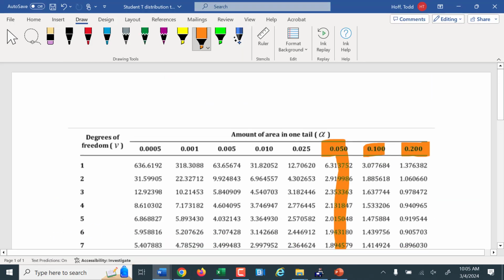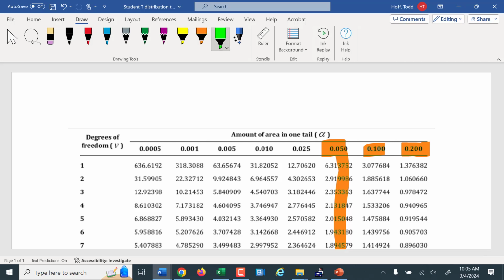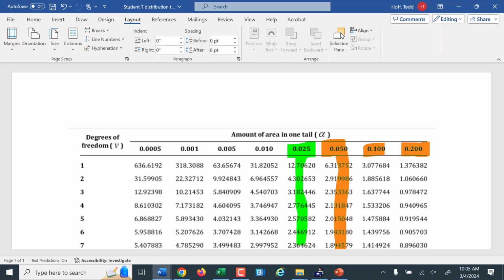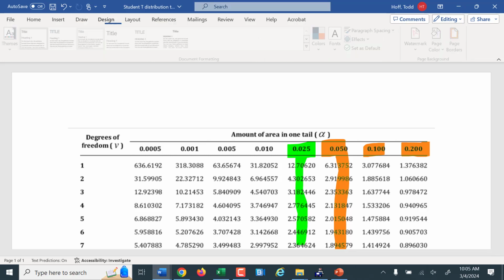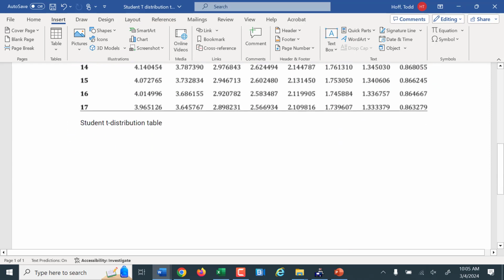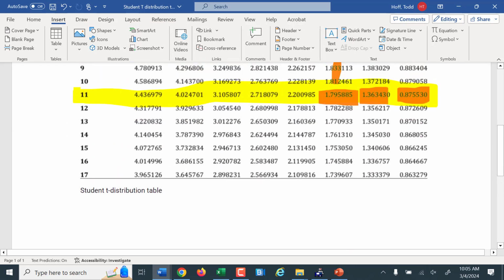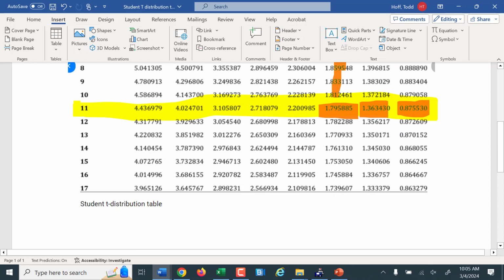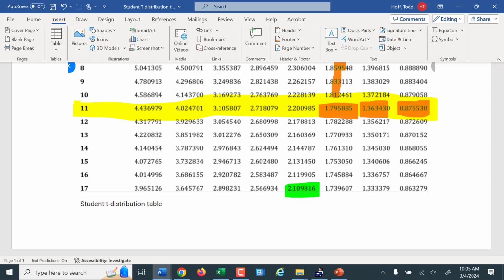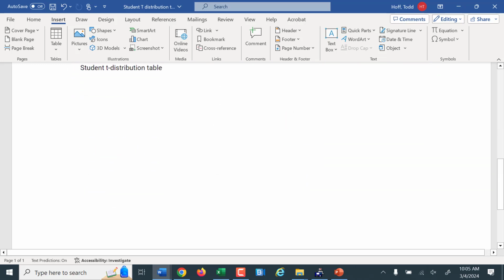So one tail, this is two tails. So one tail, we want the 0.025. So we want this one. So we're going to look at that column there. Now run that all the way down to the bottom. Now this only goes up to 17. There would be more lines to this, but at 17, you can see I'm down to 2.1098. We would have to get a second page, which I didn't copy here.